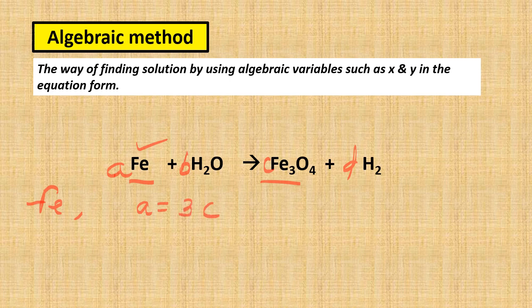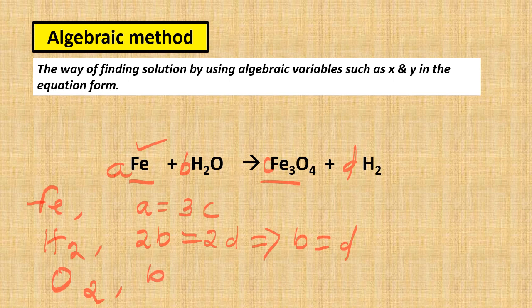Similarly, on equalizing hydrogen, we can write 2B. That means there are 2 hydrogen atoms in the reactant side. So 2B is equal to, there are also 2 hydrogen atoms in the product side, so 2B is equal to 2D. That means B is equal to D. Similarly, on equalizing oxygen, we can write B is equal to, how much? 4C.